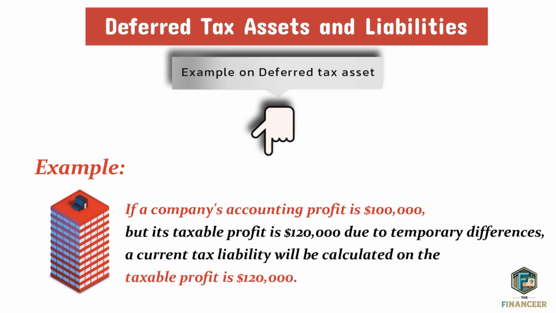This difference, which is $20,000, will result in deductible temporary difference. Why? Because you are paying now higher tax, because now the taxable profit is higher than the accounting profit. So this will reverse in future and the accounting profit will be more than the taxable profit. So the taxable profit will go down and you will not pay more tax in future. So you have a benefit. So this will represent deduction in the tax in future. So you are going to have deferred tax asset in this case.